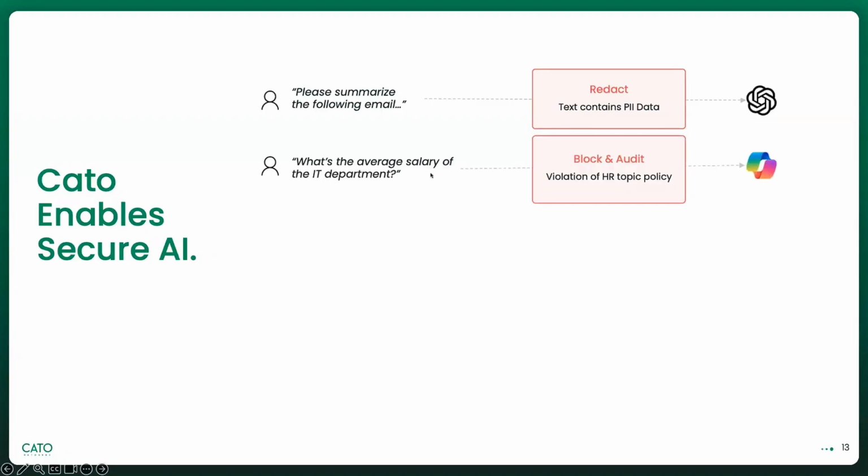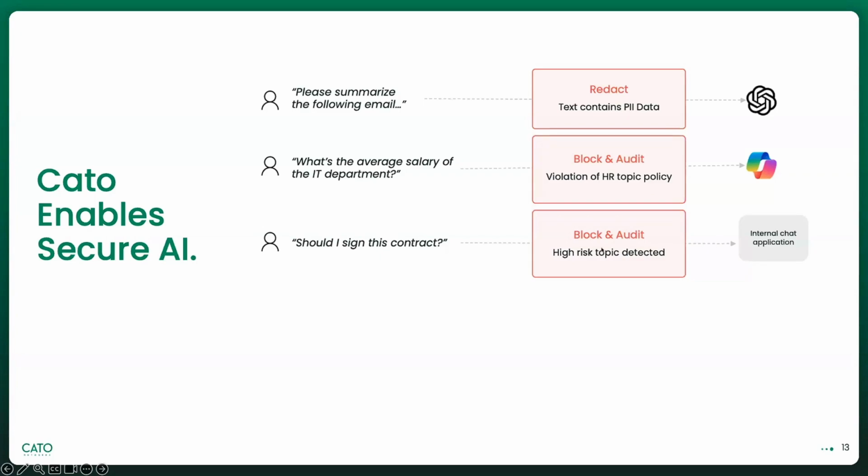We have another case where the user is doing something that is not uploading sensitive data, but is talking about something that is a violation of HR topic policy. So saying things like, what's the average salary of the IT department, or what's the salary of my boss? Again, something that we want to audit on and most probably would also want to block on, depending on the organization's policy.